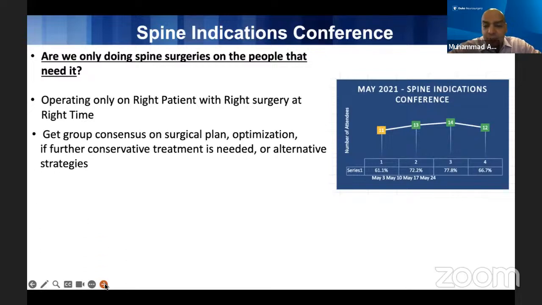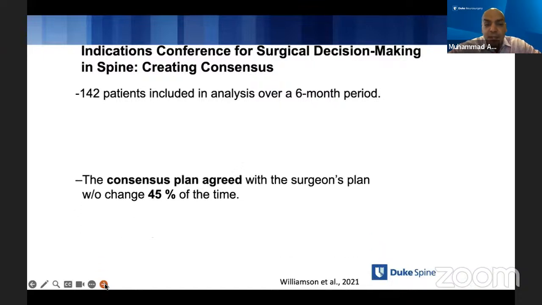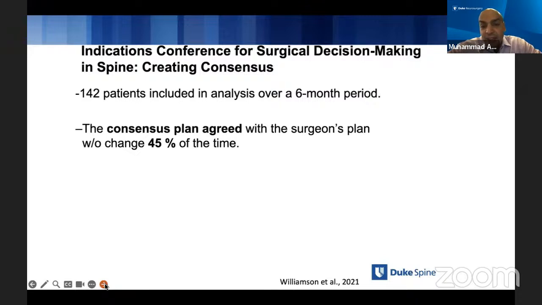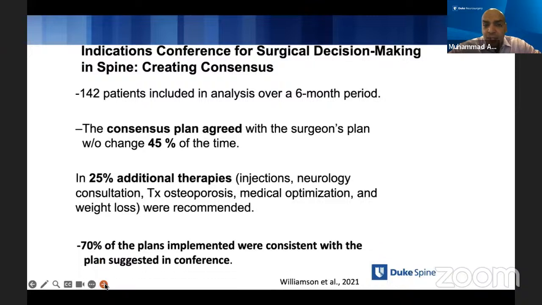We try to get a group consensus on the surgical plan, the optimization, whether conservative therapies need to be done, or some alternative strategies. We've done this now for about 6 months, or actually a year now. We have about 4 to 5 patients per week. And we can see that only 45% of the time is the first surgeon's plan the consensus. We also see that in 25% of the cases, we have additional therapies that are recommended. So this makes sure that we've really optimized these patients and done the right thing for them.